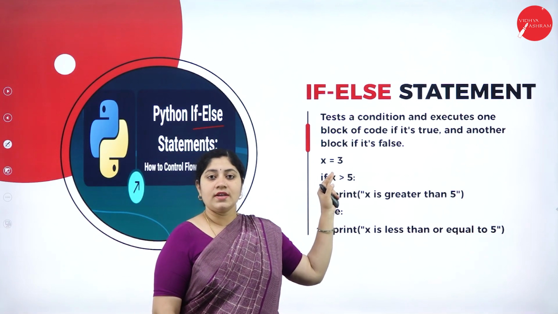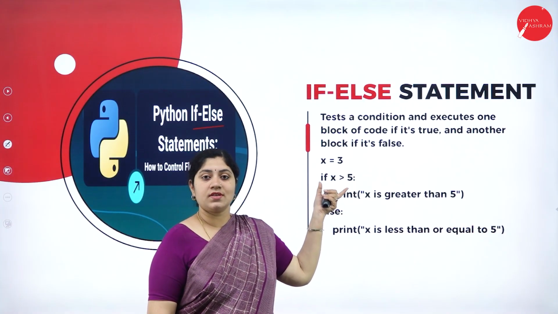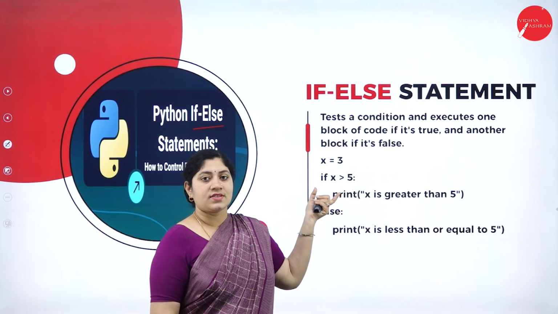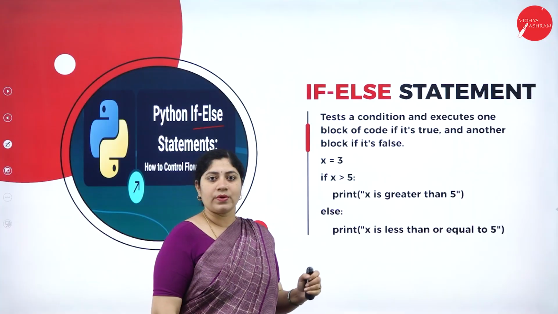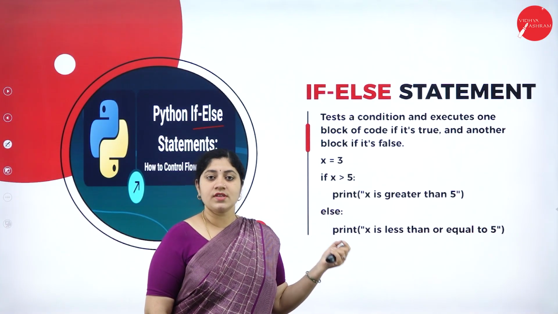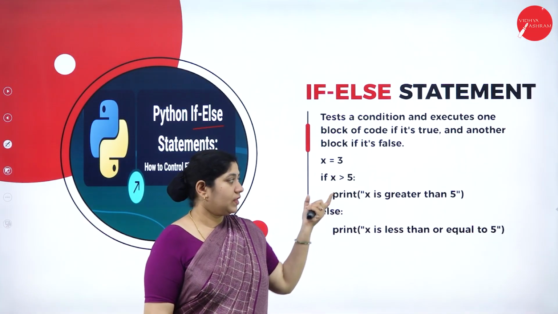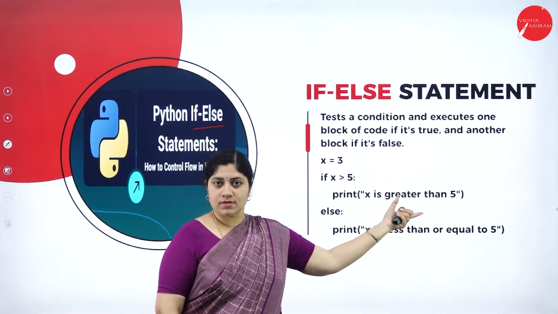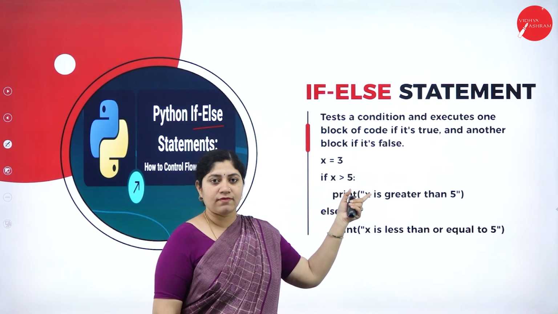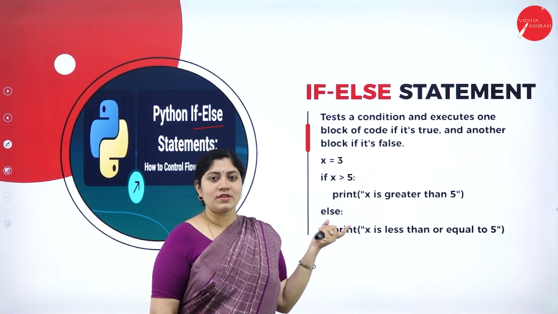We have assigned x a value of 3. Next, we have considered a conditional statement where x is greater than 5. That is my condition. Now we have to verify: if my condition is satisfied, then my first print statement will be executed. If this condition goes false, for example, here x is greater than 5, but my x is 3. So is 3 greater than 5? No, it is false, correct?